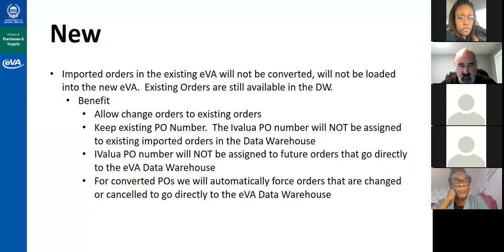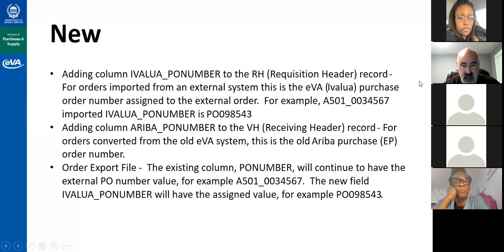For the converted POs that currently exist in the data warehouse, if you send us a change order or a cancellation, since we are sending that transaction directly to the data warehouse, you don't have to do anything on your end. If you have a change order or cancellation, we will send it directly to the data warehouse. So when you run your reports, you will see the cancellation or the change order. Yes.